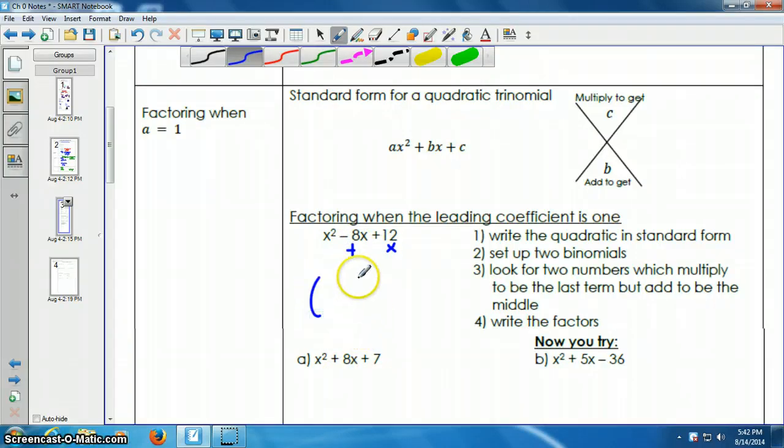So we're going to put those factors in a set of parentheses. I know I'm going to have an x and an x. Why are the x's in front? Because how are we going to get x squared if we were to FOIL this? X times x to get the x squared. And then our other two numbers are just the numbers that multiply to get 12 but add to get 8. So 6 times 2 gives me 12, and in order for it to add up to negative 8, they would both have to be negative. So that's our answer.